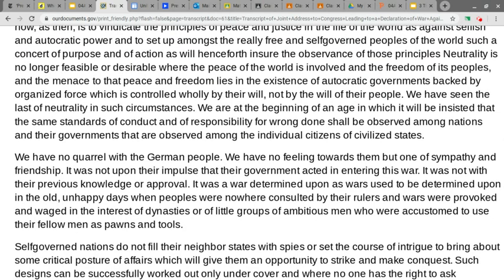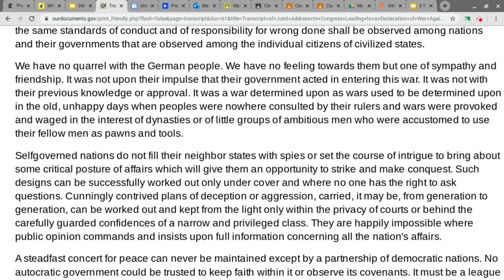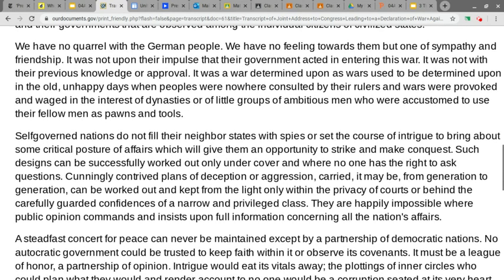Neutrality is no longer feasible or desirable where the peace of the world is involved and the freedom of its peoples, and the menace to that peace and freedoms lies in the existence of autocratic governments backed by organized force which is controlled wholly by their will, not by the will of their people. We have seen the last of neutrality in such circumstances. We're at the beginning of an age in which it will be insisted that the same standards of conduct and of responsibility for wrong done shall be observed among nations and their governments that are observed among the individual citizens of civilized states. Hang in there, guys.